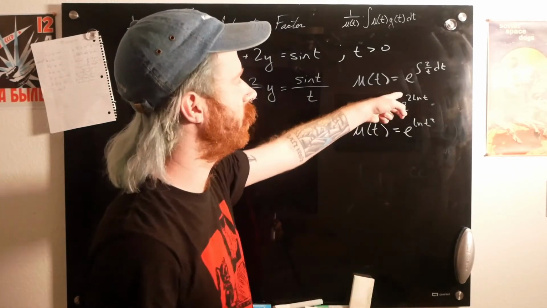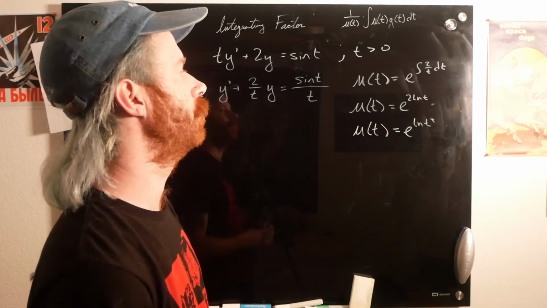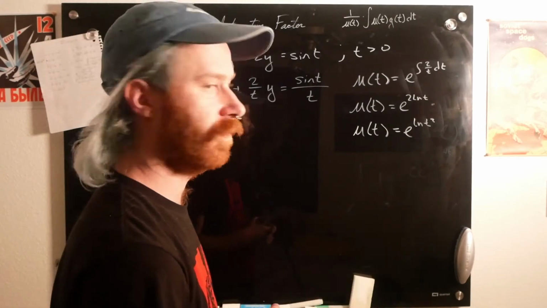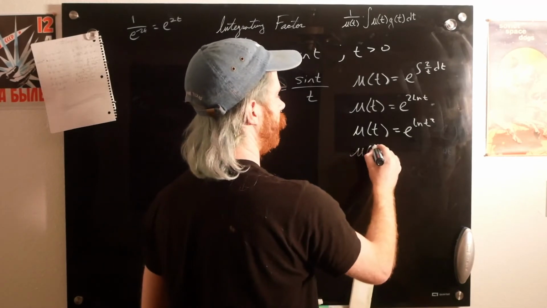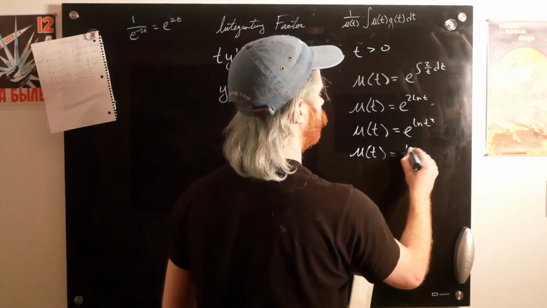Natural log of t squared, that 2 can just jump up to the power. That's just the rule of logs. And then these are inverse functions, so mu of t is actually going to equal t squared.